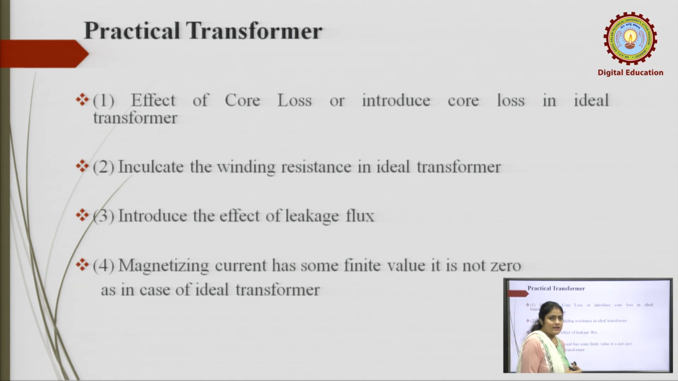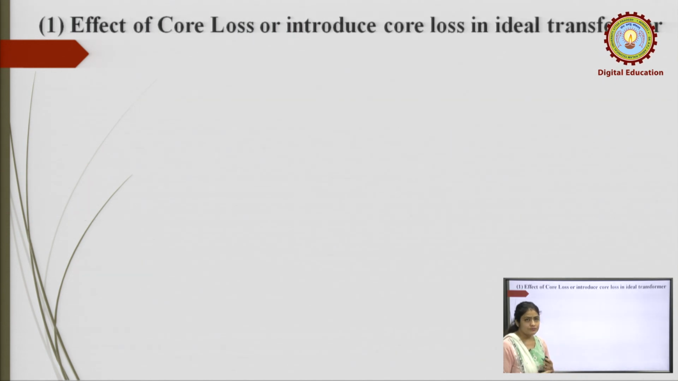Third, in the last lecture on the ideal transformer we saw that the magnetizing current is very small and we can assume it is vanishingly 0. But in a practical transformer we have to assume that it has some finite value. So the first case I have considered is the effect of core loss, introducing core loss into an ideal transformer, so that we can become familiar with the practical transformer.